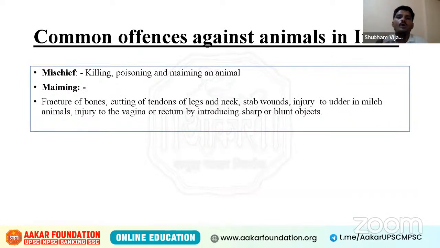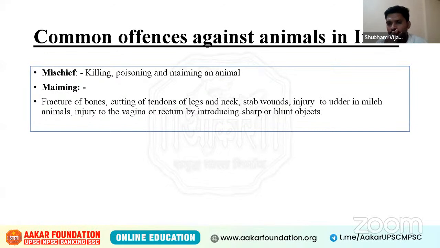Now, what common offenses happen in India? There are mainly two broad categories: one is maiming, and the next one is mischief. First of all, we'll take mischief. It's a broad term, and it involves killing, poisoning, or the maiming of animals. We know killing and poisoning; now we'll see maiming.